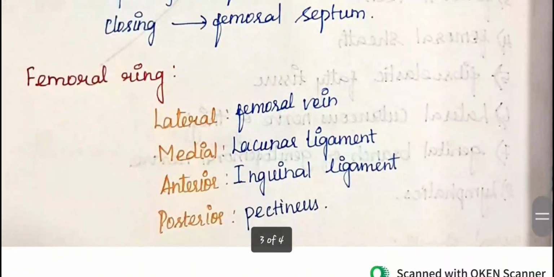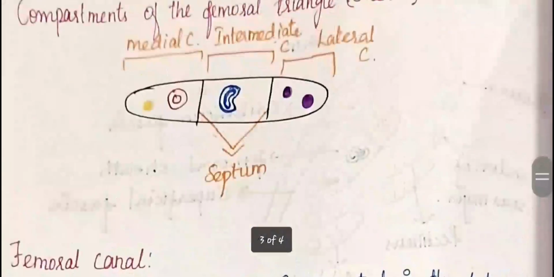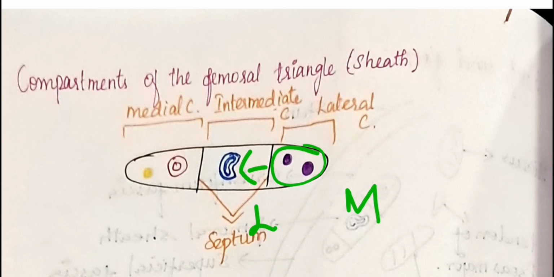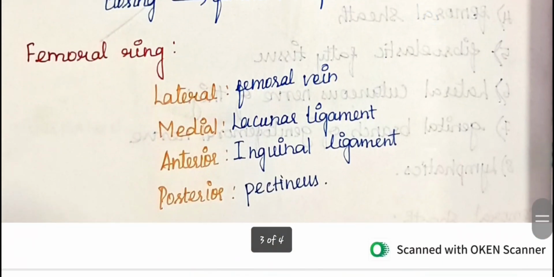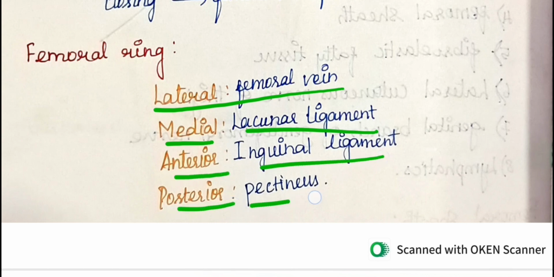Coming to the relations of the femoral ring, because in the lateral compartment we have the femoral canal. Here this is the lateral side and this is the medial side. Laterally we have the femoral vein, medially we have the lacunar ligament, anteriorly we have the inguinal ligament, and posteriorly we have the pectineus muscle.